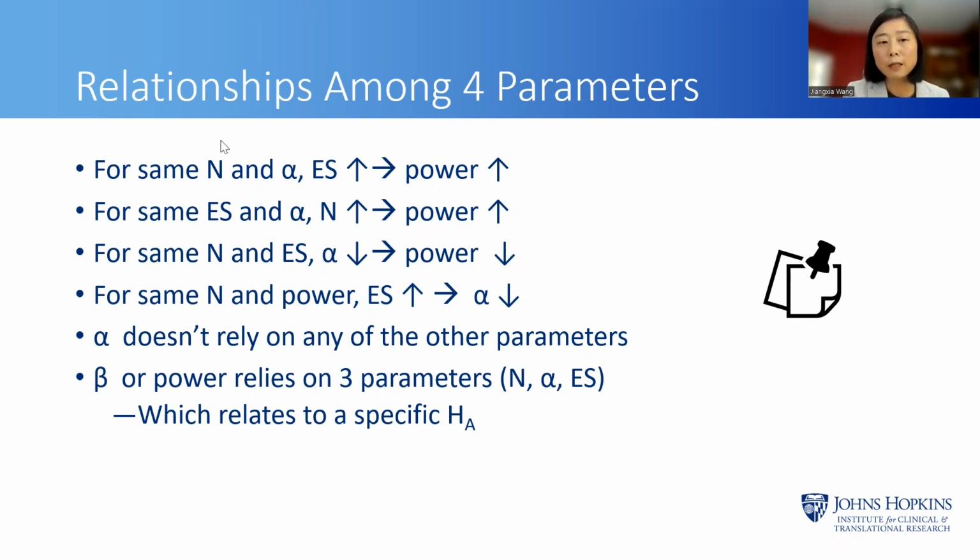Please note that alpha doesn't rely on any of the other parameters. And in sample size calculation, we usually set alpha at either 0.01 or 0.05. And then the beta or power relies on the other three parameters, sample size, type 1 error, and effect size. And this is really related to a specific alternative hypothesis.